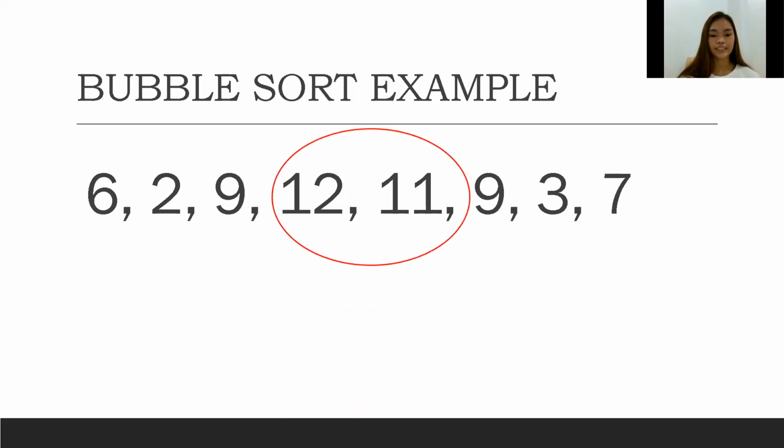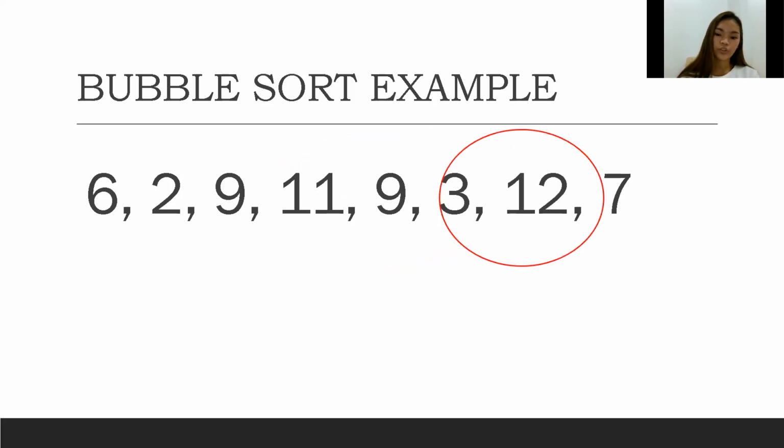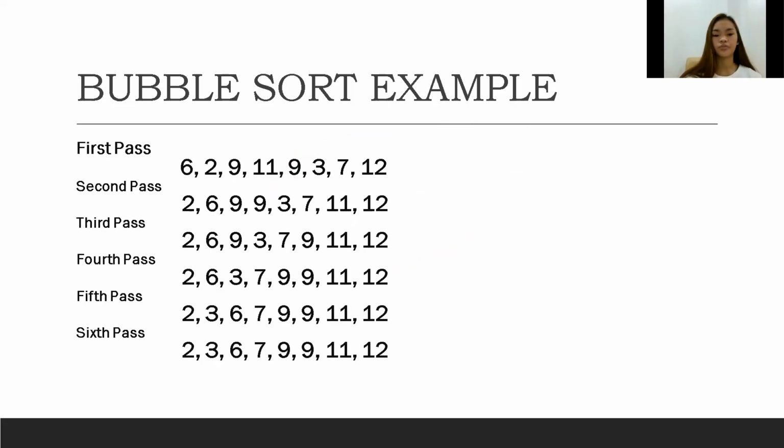So let's go on to our next step, which is 12 and 11. 12 is higher than 11, so we swap them. On our last three numbers, since 12 is higher than those three numbers, we do the same, just swap them: 9 and 12, 3 and 12, and 7 and 12.